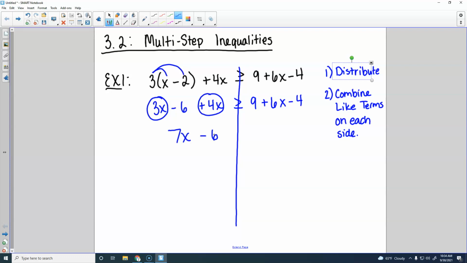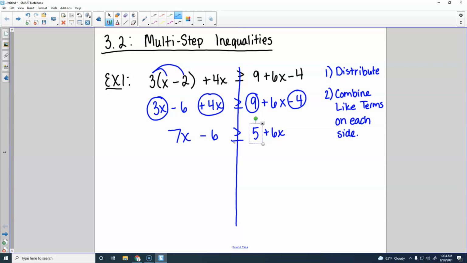Okay? All right, over here on the right-hand side, what can I put together? 9 and negative 4, that's going to give me 5. Keep your sign the same. You haven't divided by a negative, so you're going to leave it alone. So, we've distributed. We have combined like terms.